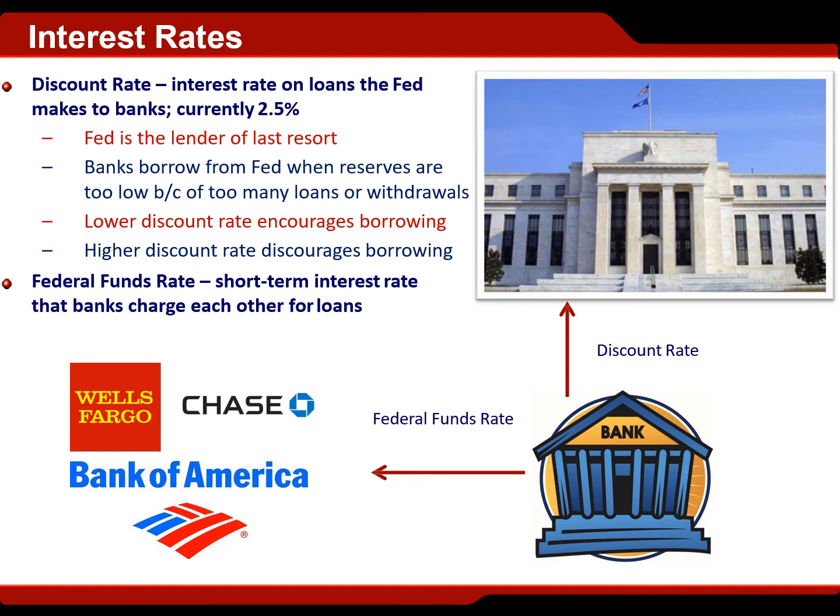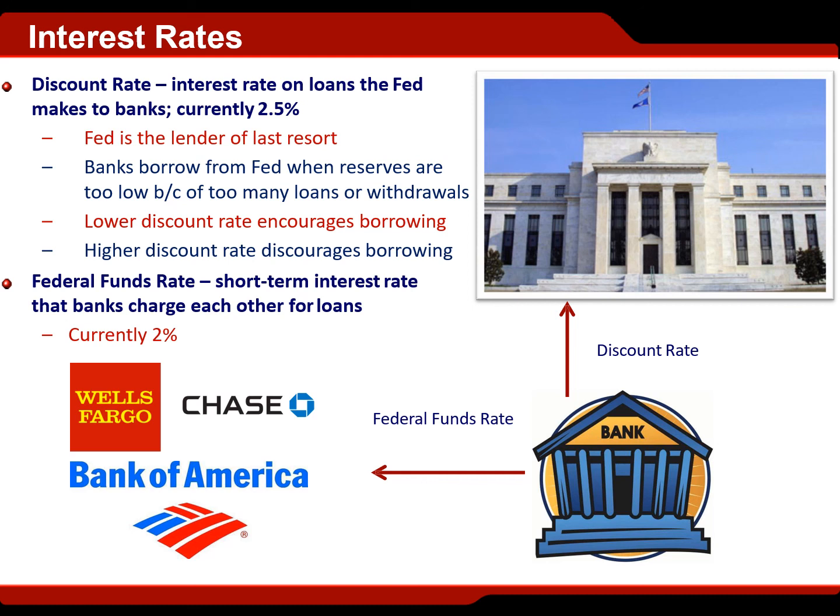Now, this is a little confusing. The federal funds rate is not the interest rate charged by the Fed. It's actually the interest rate that banks charge each other if they want to borrow money on a short-term basis. Okay? Currently, it's right around 2%. Now, the federal funds rate is always lower than the discount rate by design. The Fed always makes the discount rate 0.5% higher than whatever the current federal funds rate is.